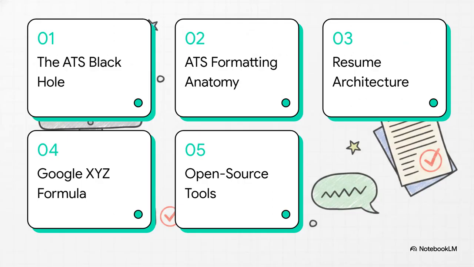So here is our roadmap to reverse engineer this problem. We've got 1. The ATS Black Hole. 2. The anatomy of ATS formatting. 3. Choosing your resume architecture. 4. The Google XYZ formula. And finally 5. The open source resume tools you can actually use.